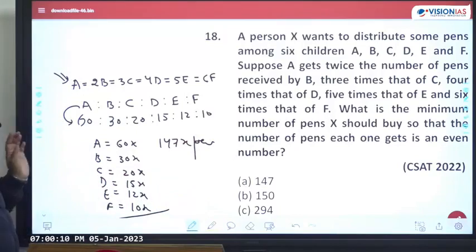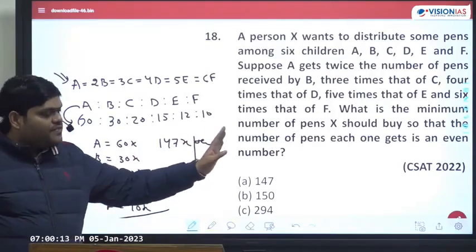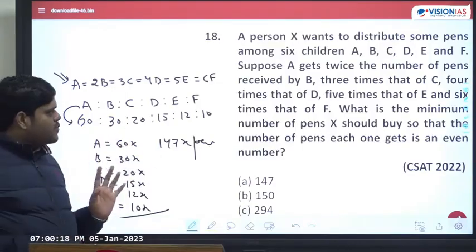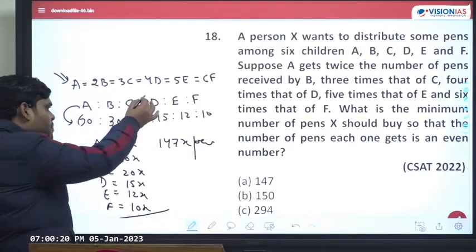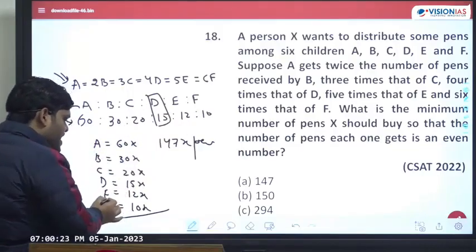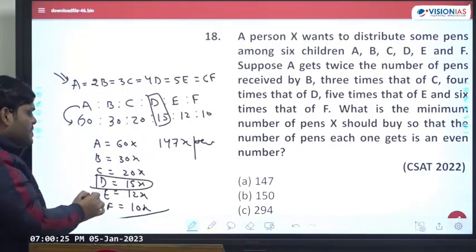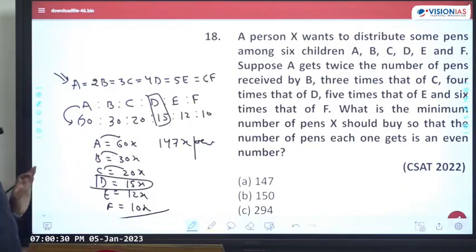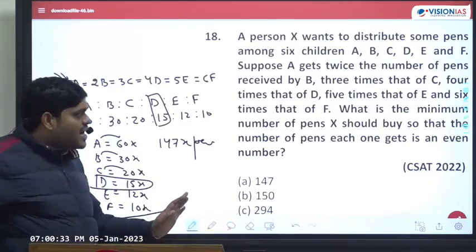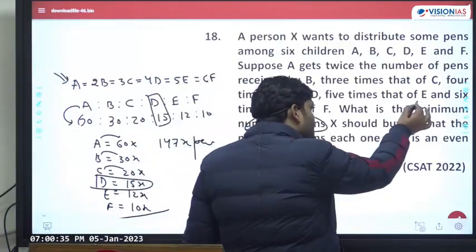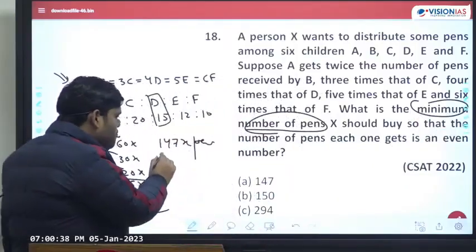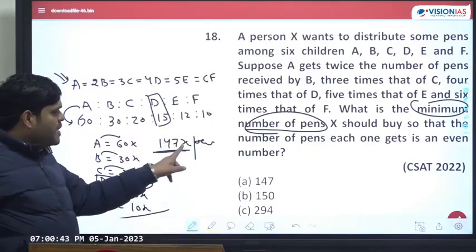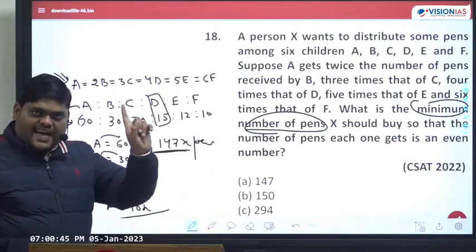Now the question is, everyone should have an even number. What is the problem in the question? The problem is that there is a person D, who has 15x pens. Look, all other numbers are even. So what is the question? The minimum number of pens. The total number of pens is 147x, so to make it minimum, the x value should be 1.